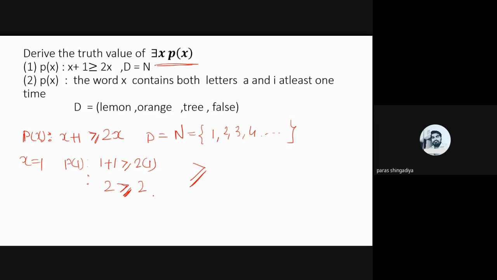And you can also consider 2. Let us check for 2: P of 2 becomes 2 plus 1 greater than or equal to 2 into 2. Okay, for x equal to 2.